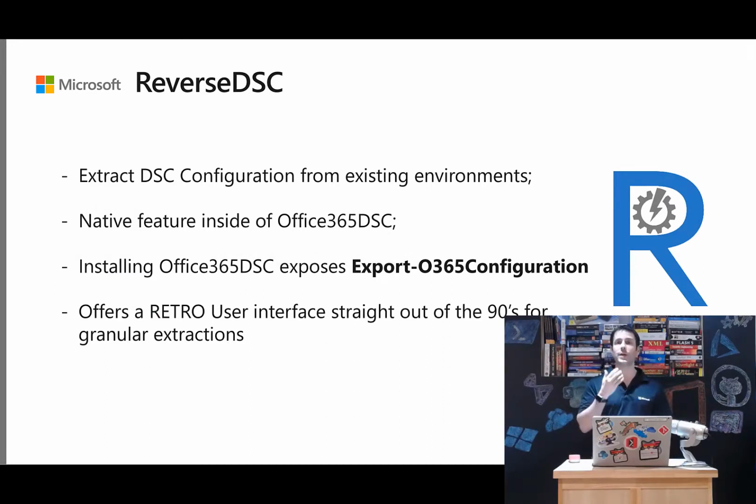So the moment you do install-module Office365DSC, you're going to get a new commandlet that's exposed, called Export-O365Configuration. The moment you run it, it's going to launch a graphical user interface that allows you to granularly pick and choose what components you want to extract from your tenant. You can do a full extraction and extract everything, but you can also granularly pick and choose different components or pick an entire workload if you want to.